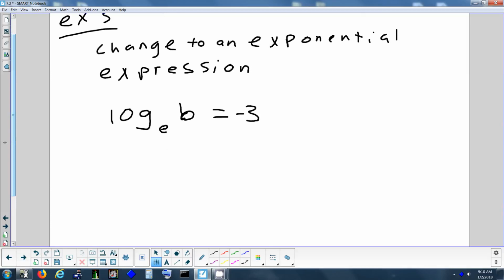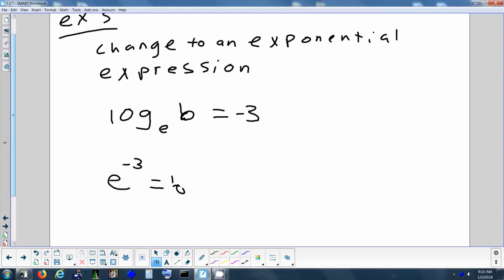Alex, what's my base here? It's e. That's the type of log I'm doing. Log base e. So e is my base. What would be my exponent here? -3. Yep, logarithms always equal the exponent.